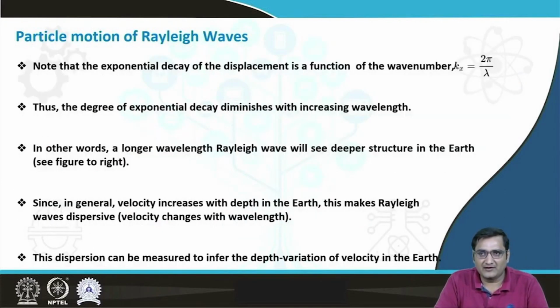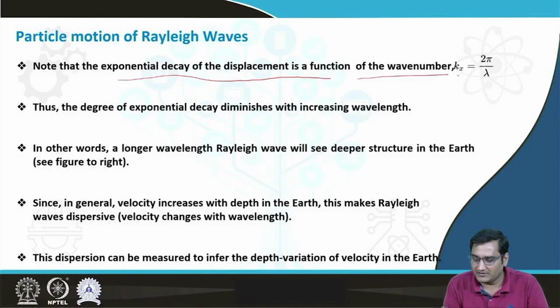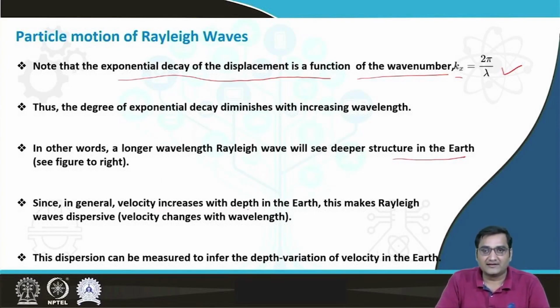If we make a note of particle motion of the Rayleigh wave, then note that the exponential decay of the displacement is a function of the wave number, that is kx equal to 2 pi by lambda. Thus, the degree of the exponential decay diminishes with increasing wavelength. In other words, a longer wavelength Rayleigh wave will see deeper structure in the earth. Since in general the velocity increases with depth in the earth, this makes Rayleigh waves dispersive. This dispersion can be measured to infer the depth variation of velocity in the earth.